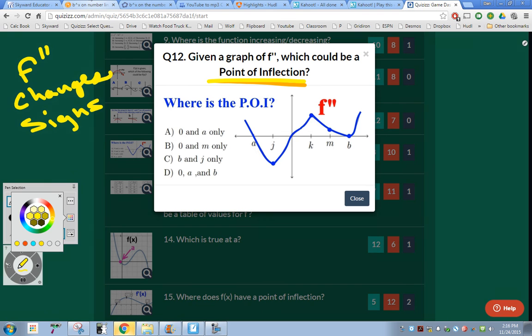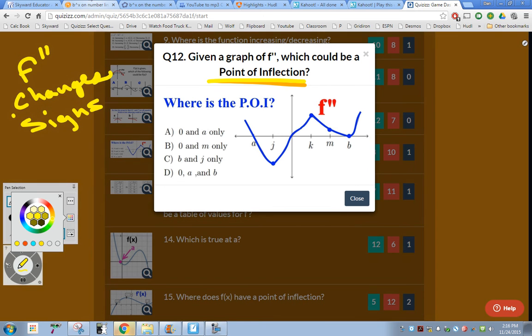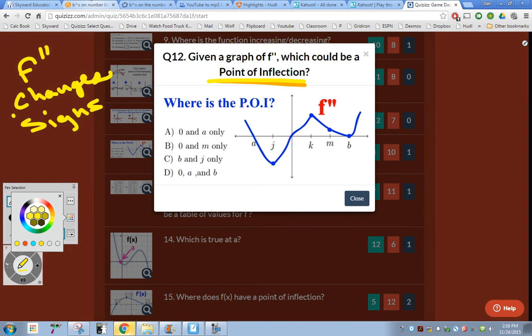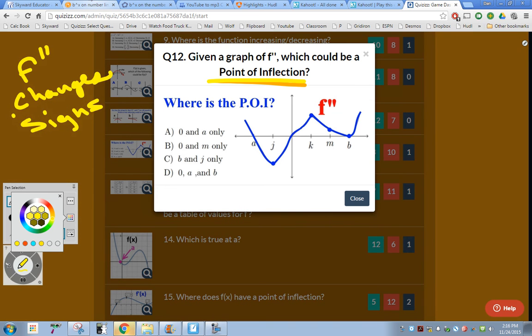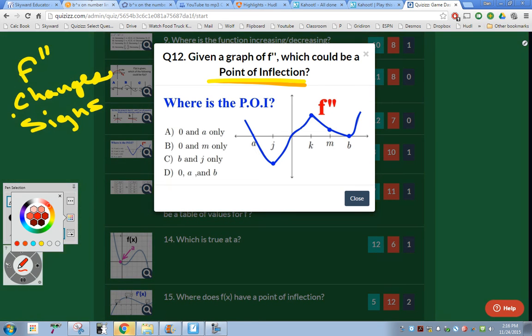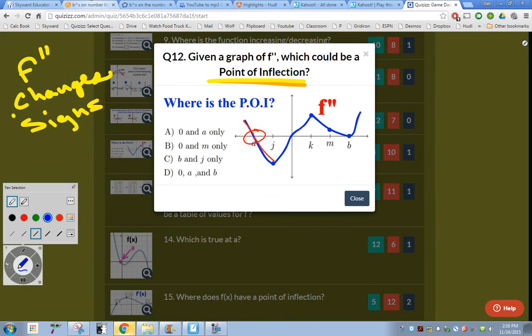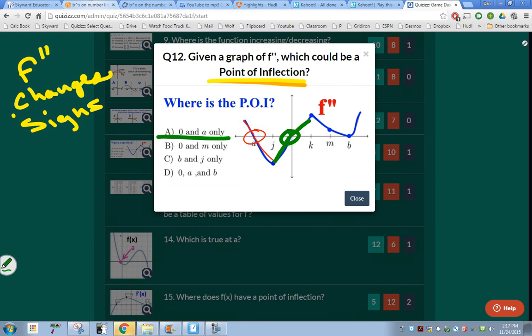Okay? So if this is a graph of f double prime, that's what I want. I want to know when f double prime changes signs. What's going to have to happen on that graph for f double prime to change signs? Cross the x-axis. It's going to have to go from being positive, so up here it's positive, and then all of a sudden it goes to negative. Okay, right there, there's a point of inflection. Where else is there a point of inflection? Well, when it goes from here to there. Right there is a point of inflection. It changes from negative to positive. The other place it changed from positive to negative. Okay, so at 0 and A. So at A would have been my right answer.